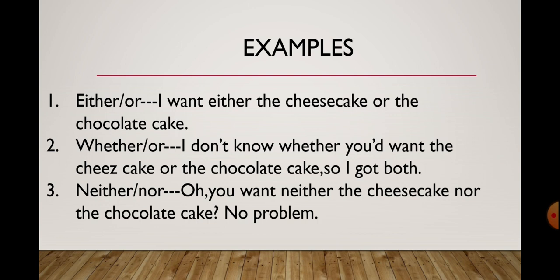Number 2, whether, or. I don't know whether you would want the cheesecake or the chocolate cake, so I got both. In this sentence, there are two or more choices. Number 3, neither, nor. Oh, you want neither the cheesecake nor the chocolate cake? No problem. In this sentence, both options are not available.